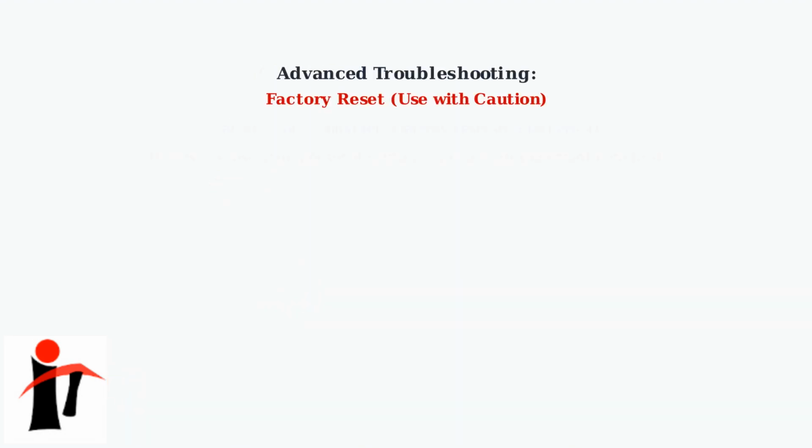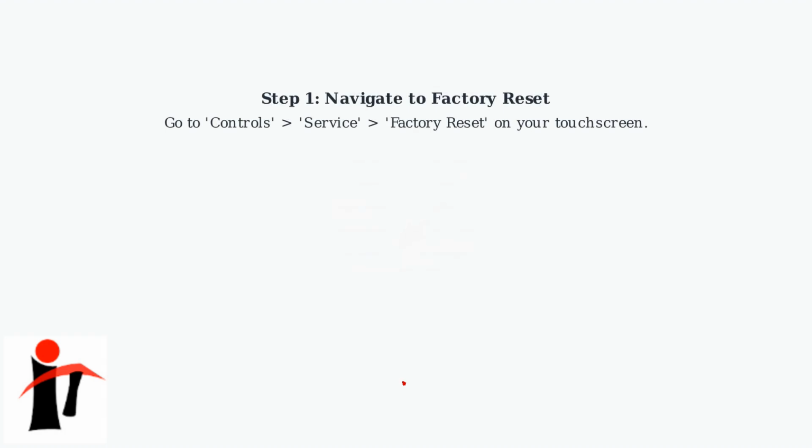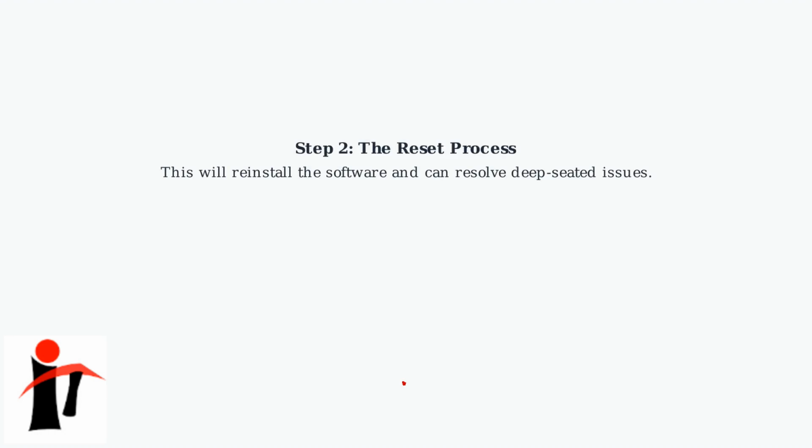If all other troubleshooting steps have failed, consider a factory reset as a last resort option. This will erase your personal settings, so back up important data first. To perform the factory reset, navigate to Controls on your touchscreen, then select Service, and finally choose Factory Reset. The factory reset will reinstall the Tesla software and can resolve deep-seated integration issues with Spotify.